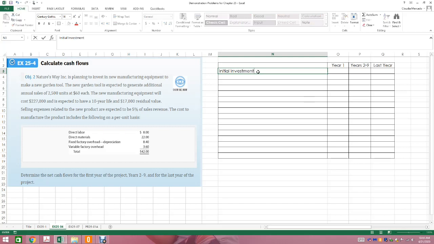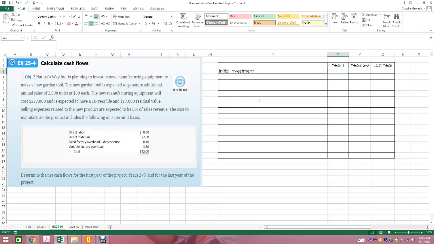You want to buy a piece of equipment to be able to manufacture a new garden tool, okay? So in order for you to manufacture this garden tool, you need to buy this equipment so you can make it, right? The equipment is going to cost you $227,000. So when are you going to pay that $227,000? Are you going to pay year 1, years 2 through 9, or the last year, okay? Usually these are upfront costs. If I'm buying a piece of equipment, I'm buying that the first year, okay?